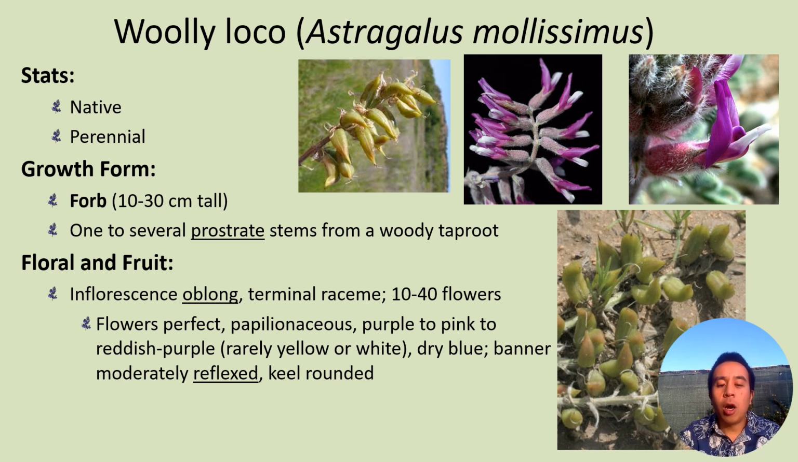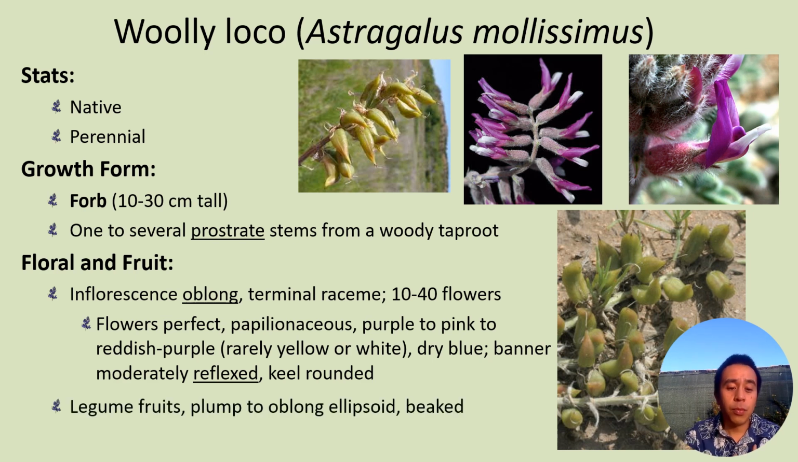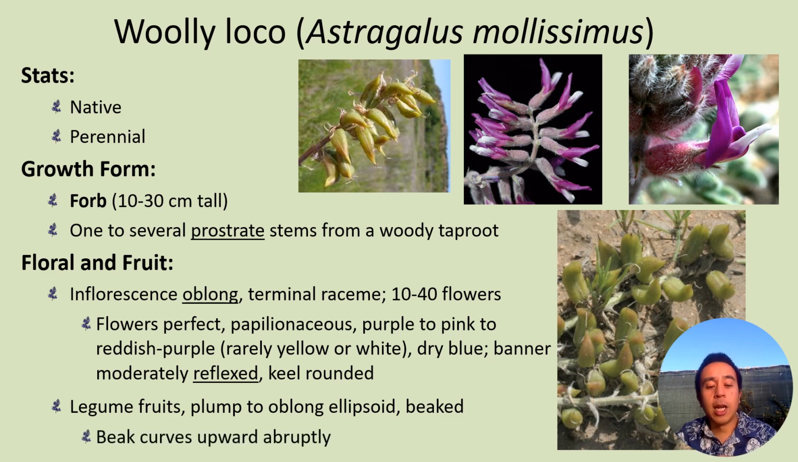The banner petals are moderately reflexed, which basically means a floral structure that bends upwards or downwards or outwards at a sharp angle away from the floral development. And the flowers themselves are perfect, which means, again, they have all the reproductive parts needed to create a seed. The fruits are legumes, which are often plump and oblong ellipsoid shapes, and they are also beaked, as you can see in the photo above me, as well as in this photo of the seeds over here. And oftentimes the beaks curve abruptly upward.